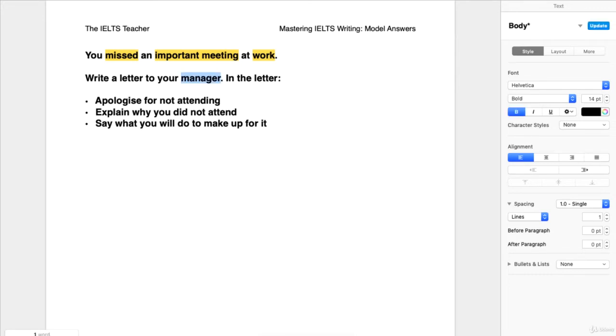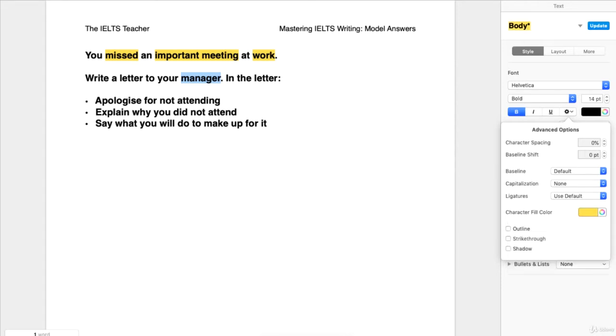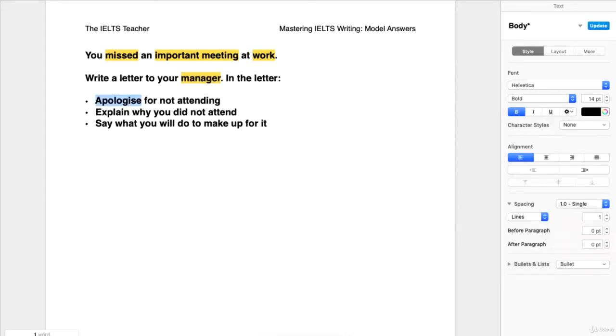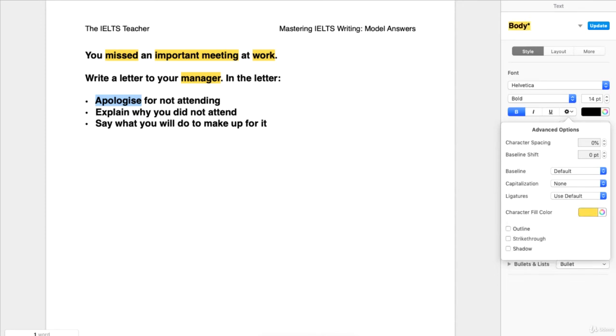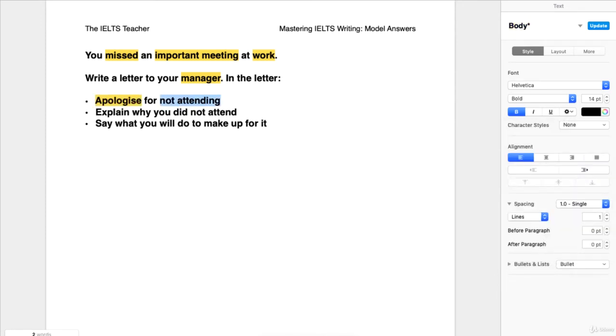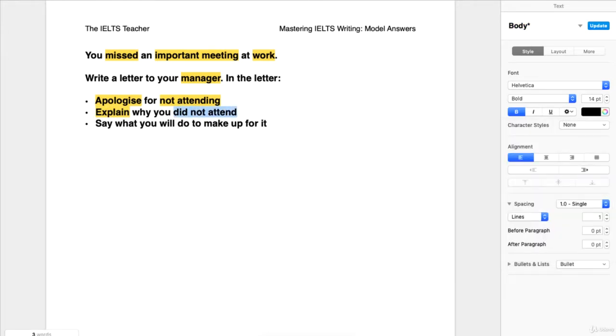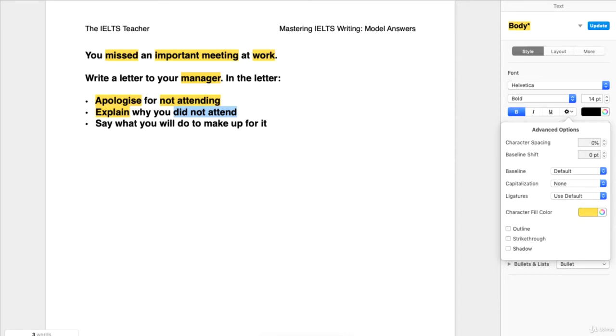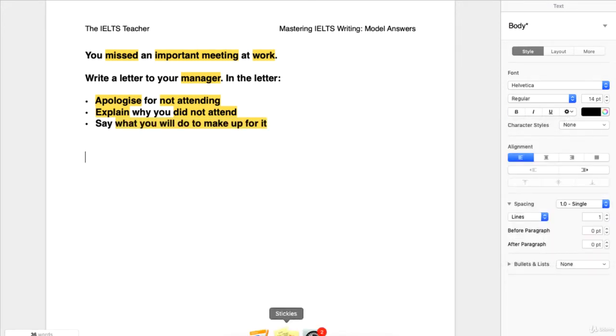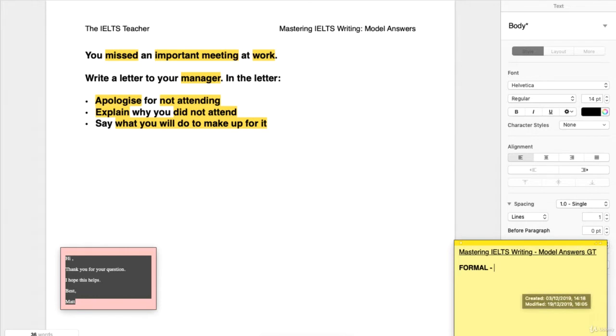Now we're writing a letter to the manager, to our manager really, apologizing for not being there, for not attending, and then we're explaining why that happened. So explain why you did not attend, and then say what you will do to make up for it. And this part at the end here, what you will do to make up for it, along with the previous two bullet points as well, should give a very clear indication as to the purpose of the letter. Of course, we know we're dealing with a formal letter because we're writing to a manager at work.